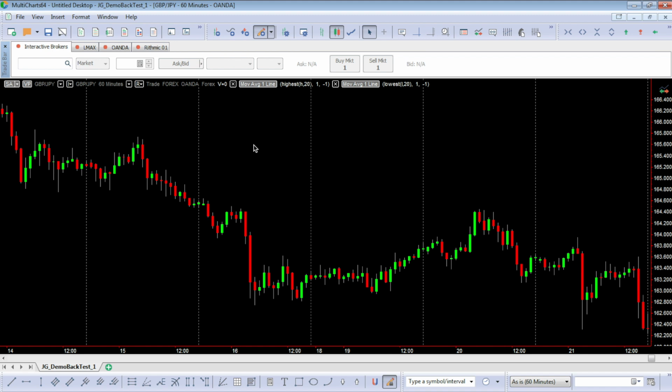So if you want to backtest this strategy manually, you're going to want to put Donchian channels on your chart and set them at 20 bars.